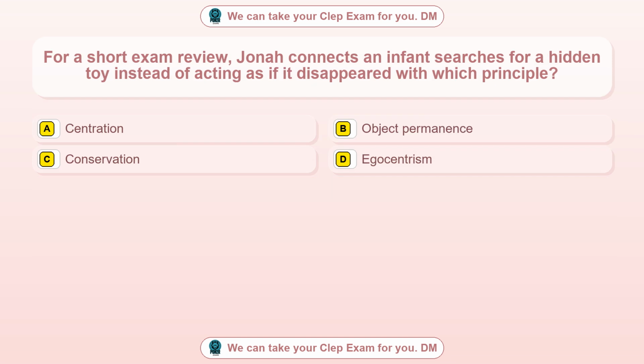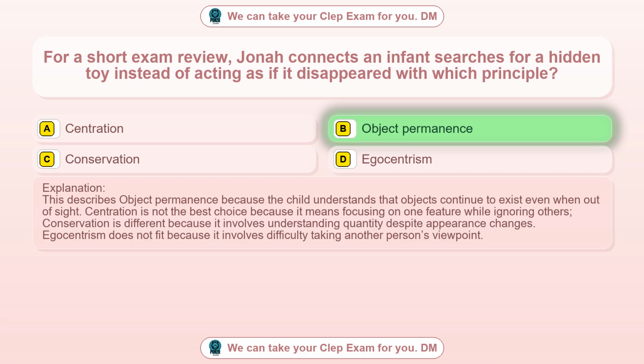Question 18. For a short exam review, Jonah connects an infant searching for a hidden toy instead of acting as if it disappeared with which principle? Option A, centration. Option B, object permanence. Option C, conservation. Option D, egocentrism. The correct answer is option B, object permanence.